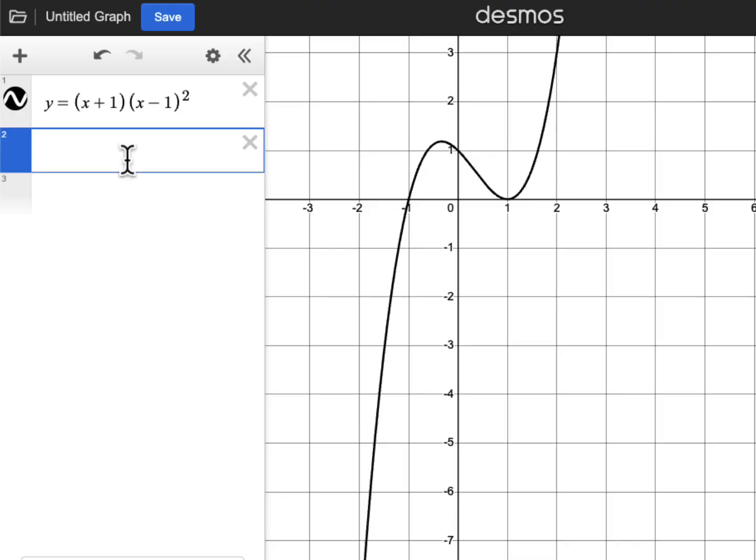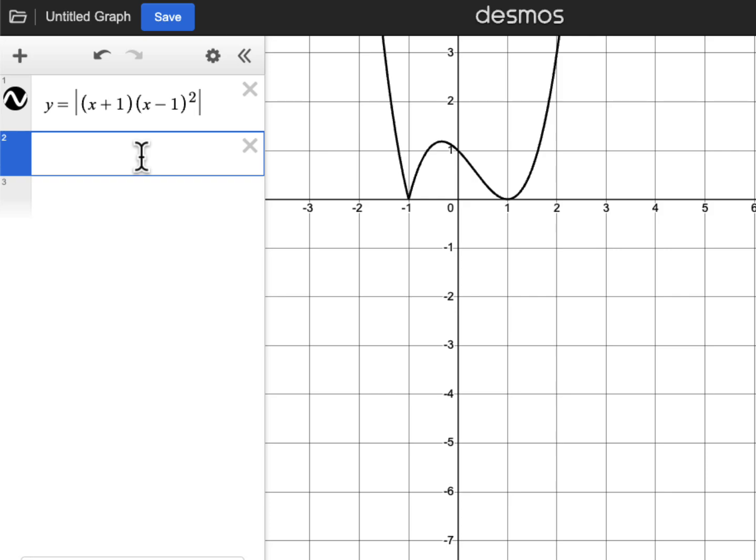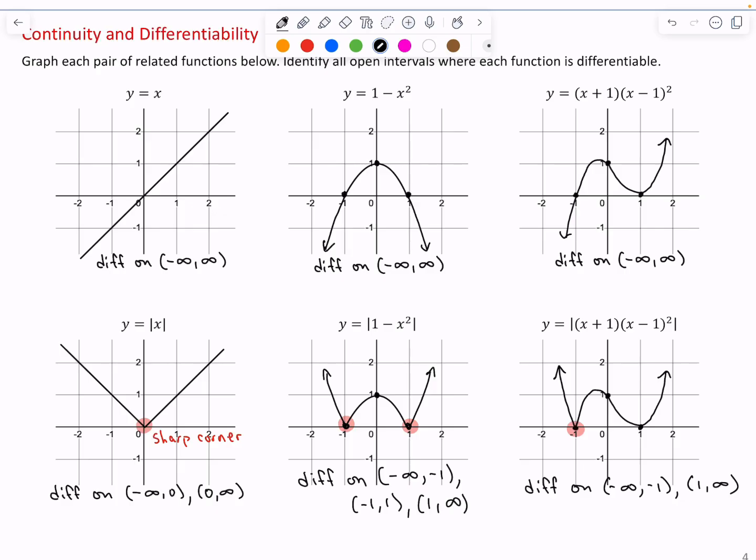Here with technology is a graph of our third example. And if I put absolute value bars around this, we can see a function with only one sharp corner, but otherwise differentiable everywhere. Okay, let's go to the next page.